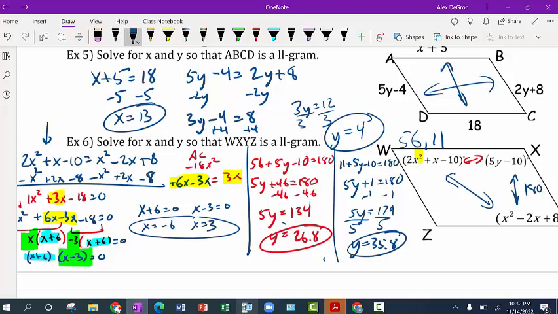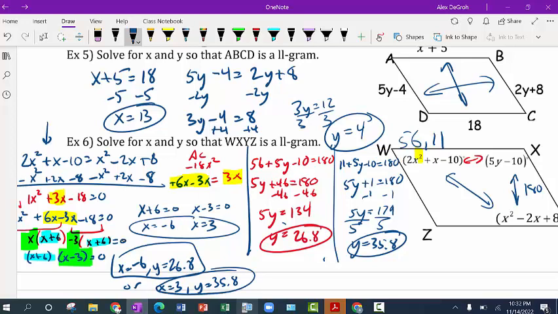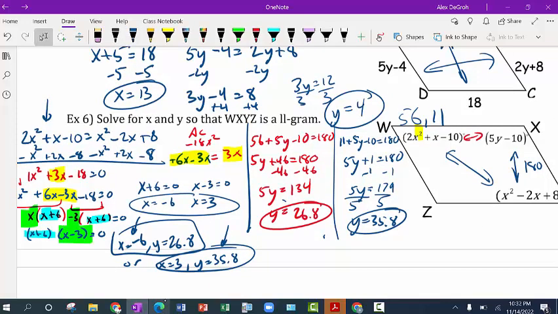All right, so there are two x's and there are two y's. Now, it's not any combination of x's and y's. So if x is -6, that gives us the 56. So we have -6 and y equals 26.8. Or, so that's one outcome, x equals 3 and y equals 35.8. So you want to kind of keep them together, because it can't be that x is -6 and y is 35.8, because the different x's arrived at different y's.